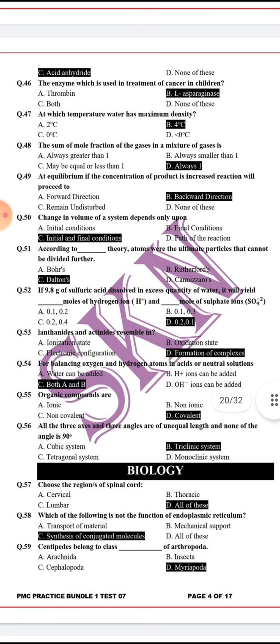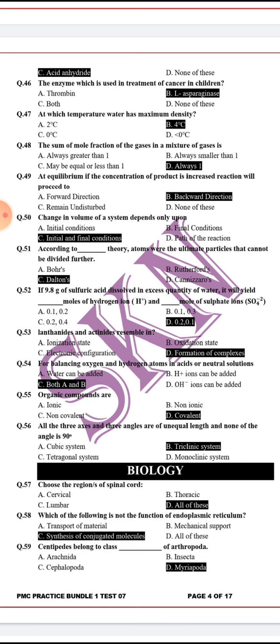And MCQ 53. Lanthanides and actinides resemble in ionization state. No, the delta option, formation of complexes. For balancing oxygen and hydrogen atoms in acidic and neutral solution, water can be added, yes. Hydrogen ion can be added, exactly. Hydroxide will not be added. Yes, Charlie option.